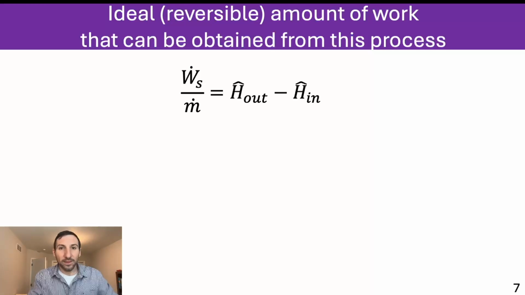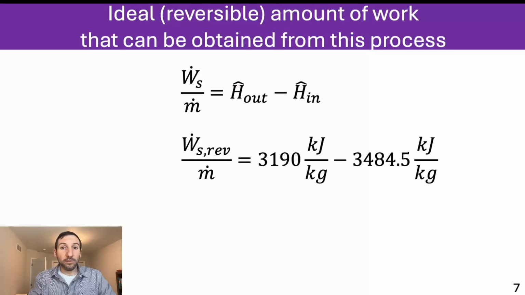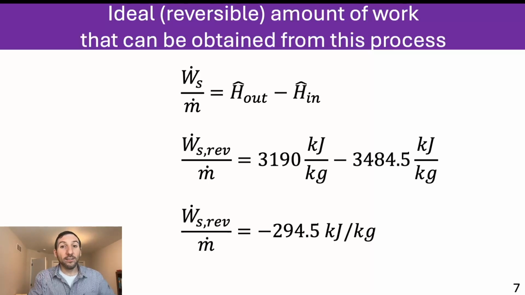We know the outlet enthalpy, we know our inlet enthalpy. So we can substitute those values in. And now we can get the theoretical amount of work per mass flow rate. And that's going to be negative 294.5 kilojoules per kilogram. So that's the most amount of work I could get from my system, thanks to the entropy balance.